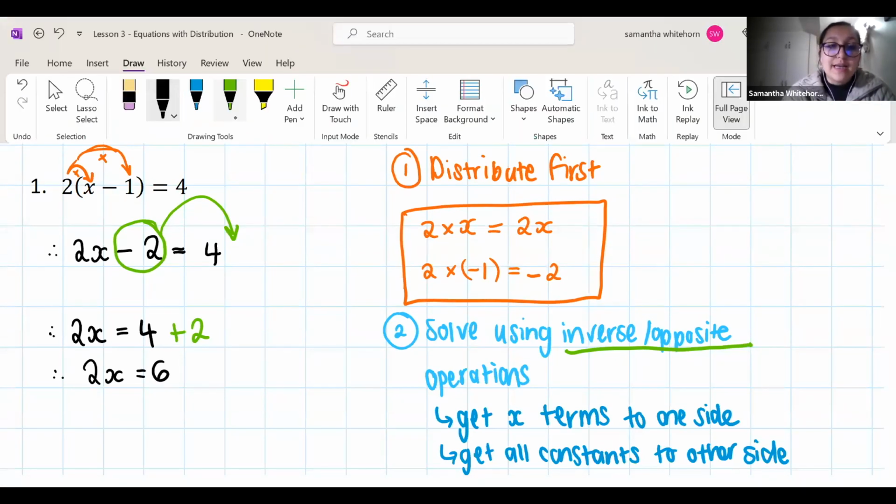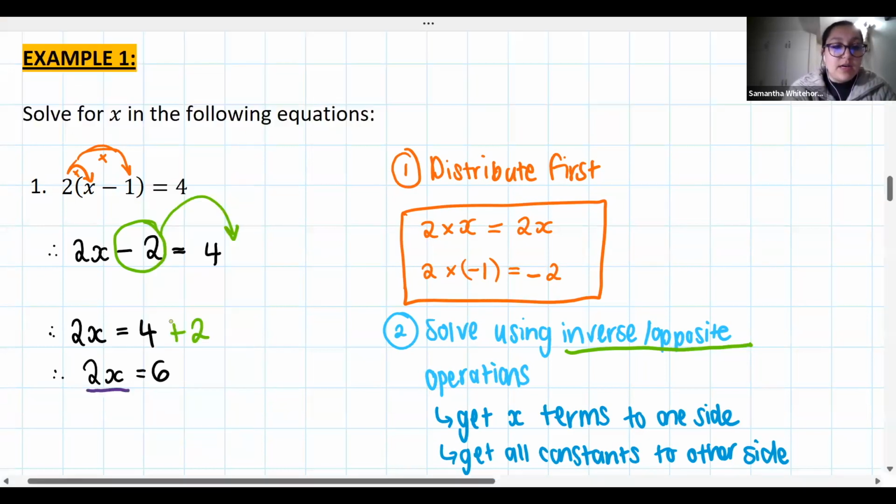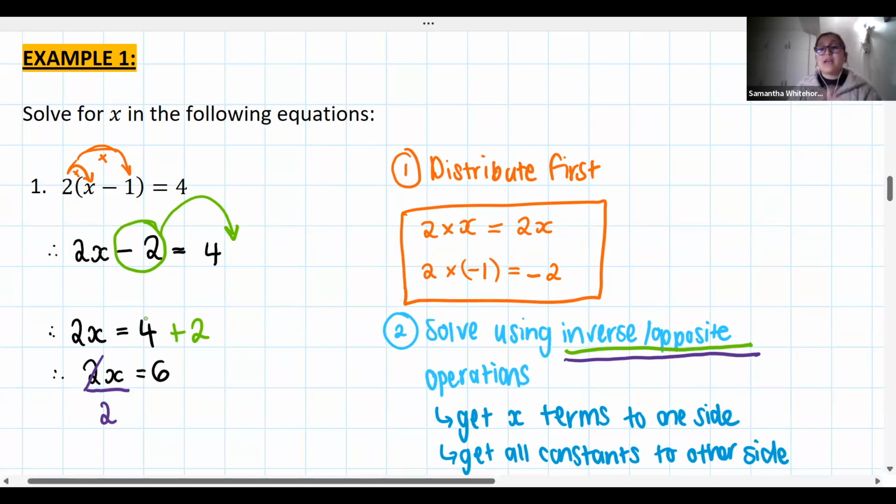And now we continue solving for x. The goal is to get x alone. So what I want to do is I need to get rid of that 2 in front of it. Now, guys, remember, this is saying 2 times x. So again, inverse operations, I need to do the opposite of multiplication, which is to divide. So I'm going to divide both sides by 2 because we know that 2 divided by 2 will give me that x that I'm wanting.